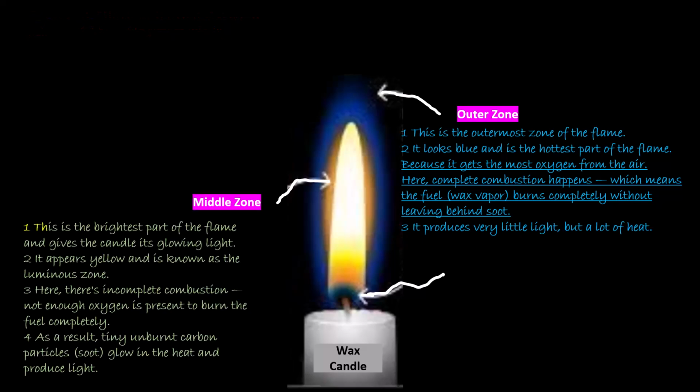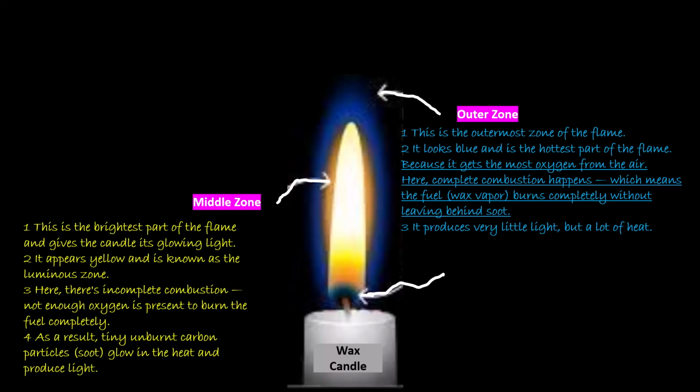Next is the middle zone or the yellow zone. We also call it the luminous zone. This is the brightest part of the flame and gives the candle its glowing light. It appears yellow and is known as the luminous zone. Here, there is incomplete combustion. Not enough oxygen is present to burn the fuel completely. As a result, tiny unburnt carbon particles or soot glow in the heat and produce light.